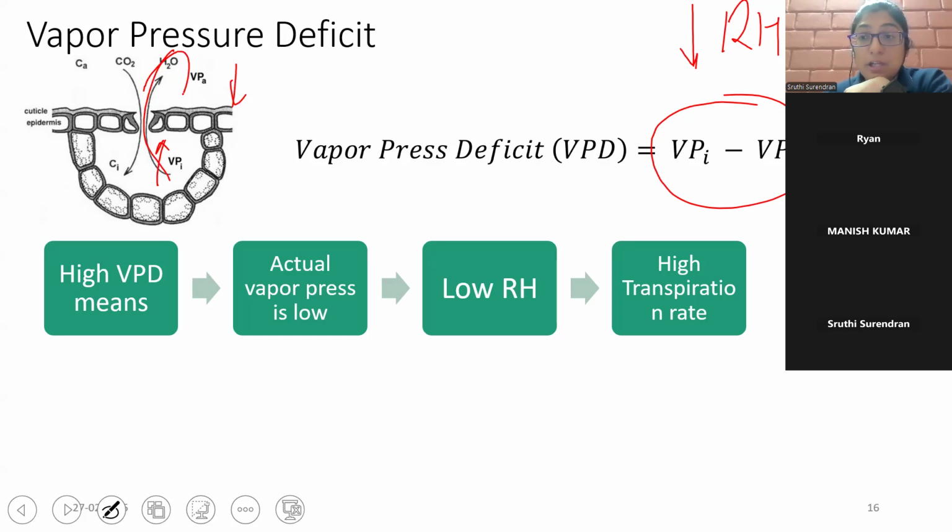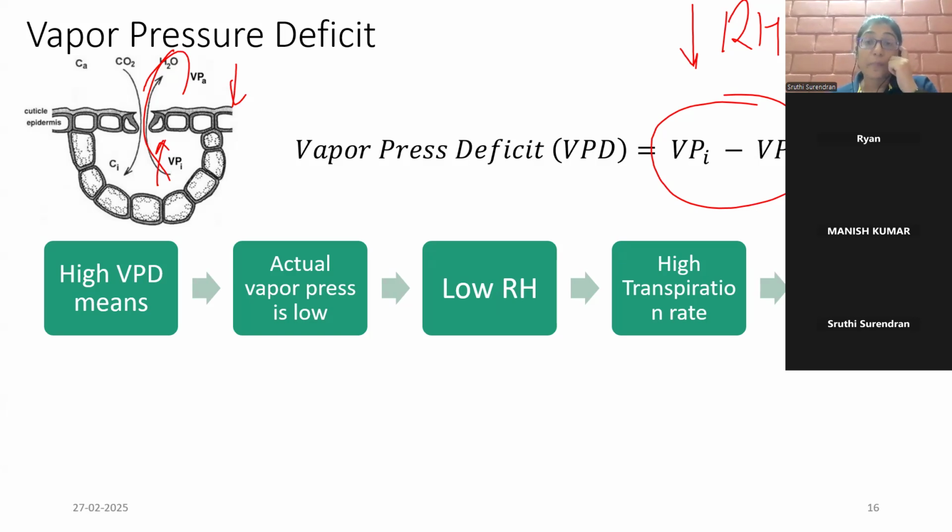As a consequence of high transpiration rate, the stomata is going to reduce, because it will understand that there's a lot of water loss. So stomatal conductance, as a response to this high VPD, will start closing up, and then it will try to reduce the amount of water that is going.